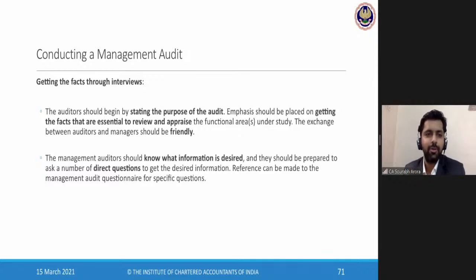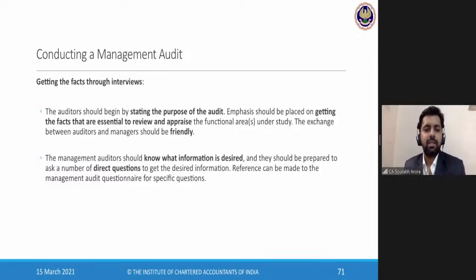No harm will be done to you in case you do that. You will not lose any respect or any mysterious air. You have to prove your work by your recommendations, by your understanding, by your knowledge, and not by the air of mystery. So please clearly state the purpose of the audit, and emphasis should be placed on getting the facts that are essential to review and appraise the functional area under study.